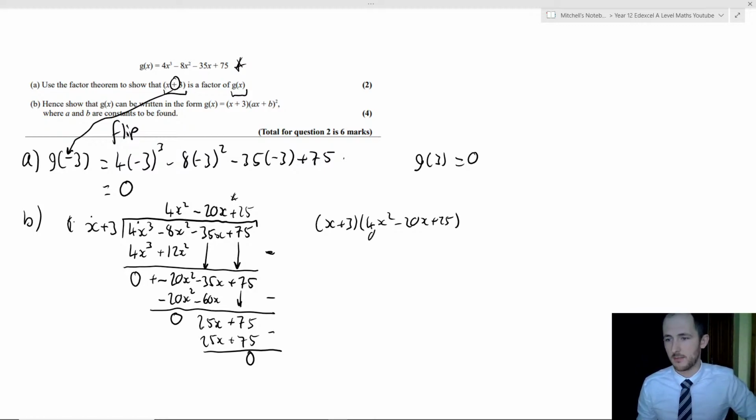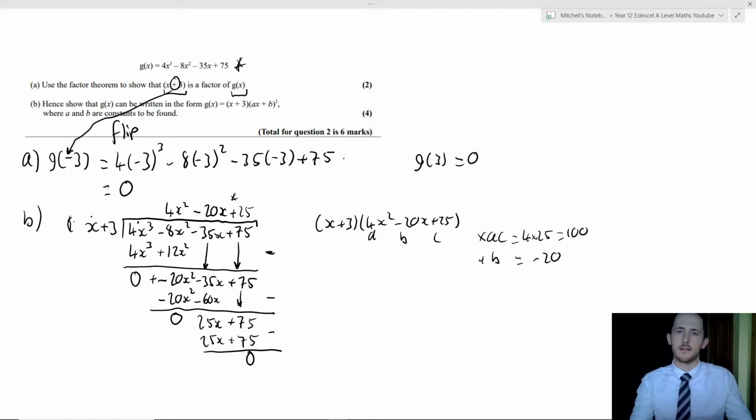So again, if we label this A, B, C, you're looking for two numbers that times to AC, which in this case is 4 times 25, that's 100, and adds to B, which in this case is minus 20. So whatever you think those numbers are, or again, you can use some of your intuition to work out what those would be.